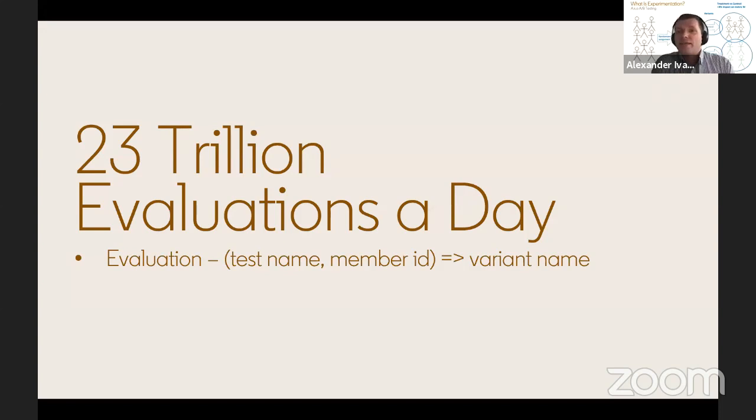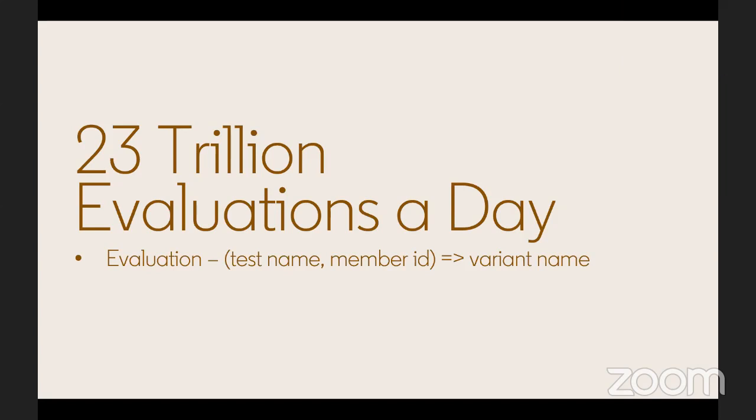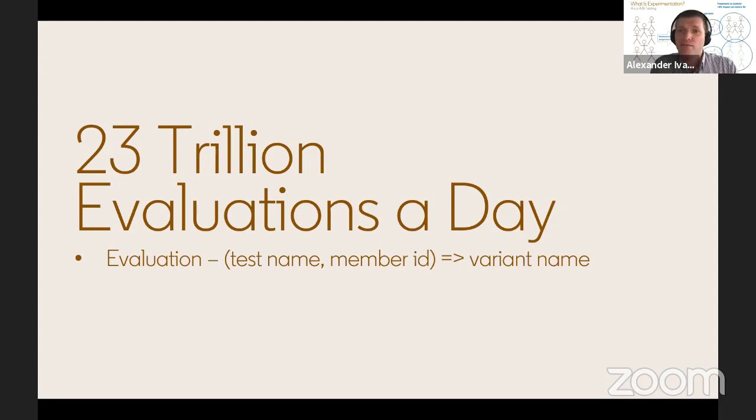Let's talk about the serving infrastructure. So as I said previously, it evaluates up to 23 experiment assignments per day. And by evaluating, we mean mapping a combination of a test name and member ID to some variant name.